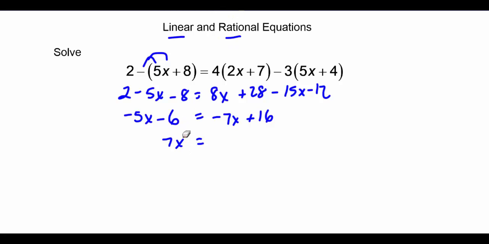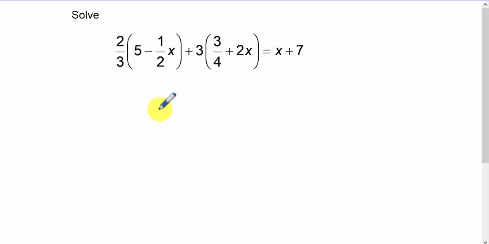So in that case, we end up with a 2x. And on this side, we end up with 22. So x equals 11. Now we involve fractions. Now there's a couple ways to look at this.